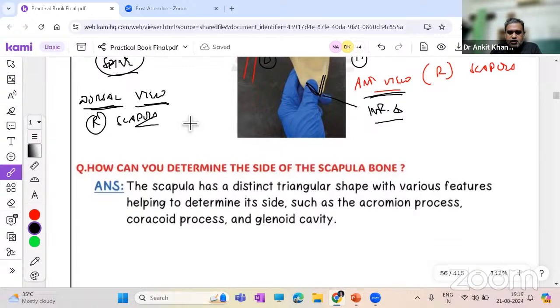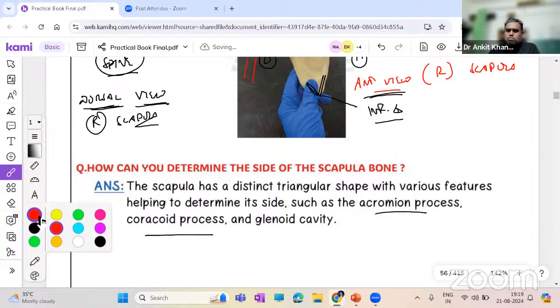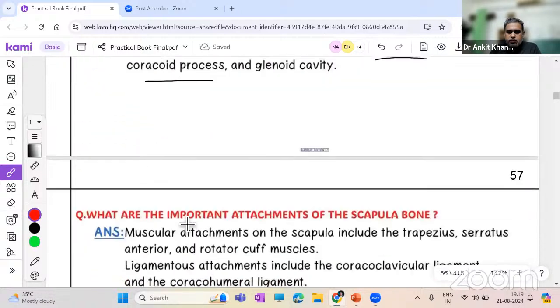Then let us see some points. How can you determine the side of the scapula bone? Scapula is a triangular shape with features such as the acromion. It is written over here, and we have explained it a bit. I hope you understood this.